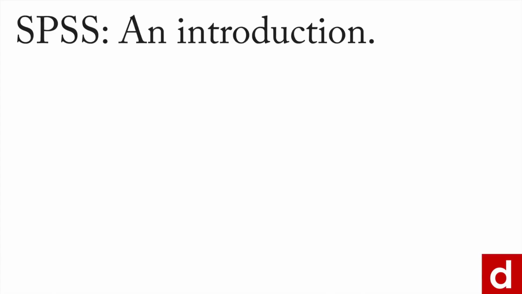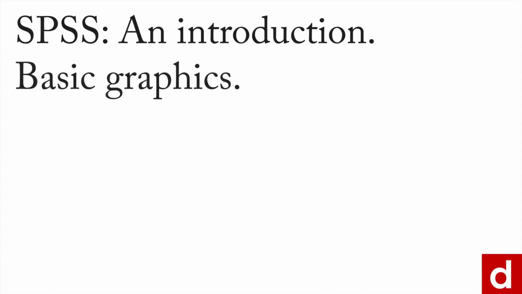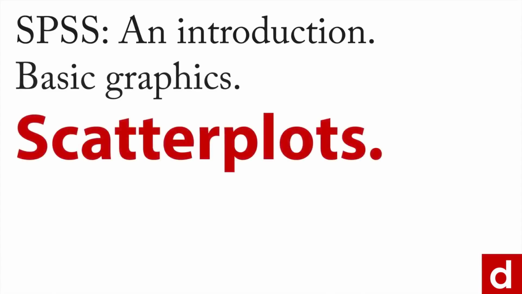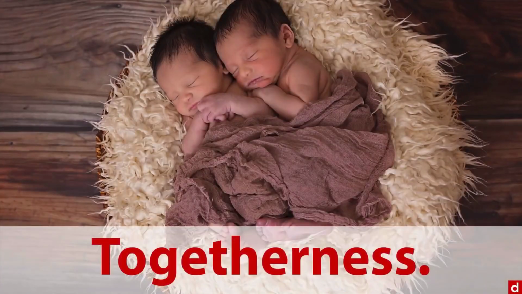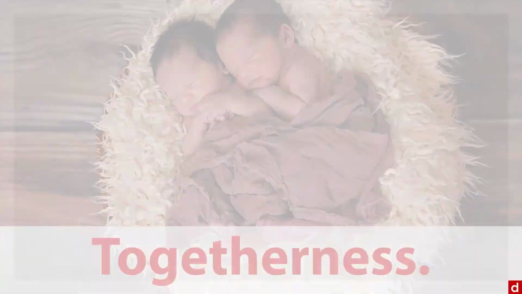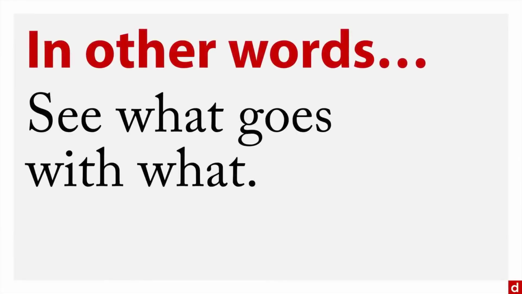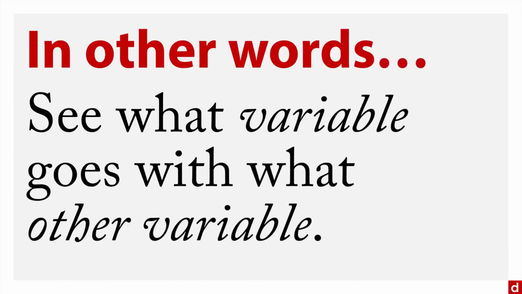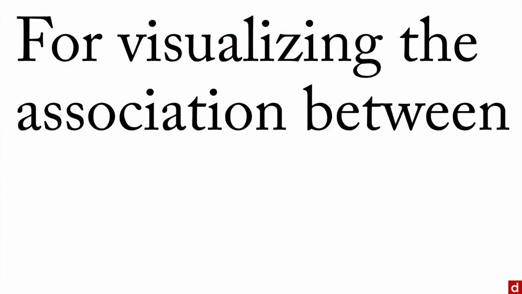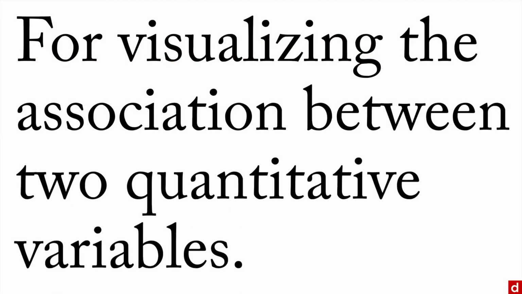As we continue SPSS: An Introduction and Basic Graphics, we should look at scatter plots, a very common method of looking at associations, or as I like to think, as a way of assessing togetherness in data. In other words, you want to see what goes with what, or more specifically, what variable goes with what other variable. So scatter plots are a great way of visualizing the association between two quantitative variables.